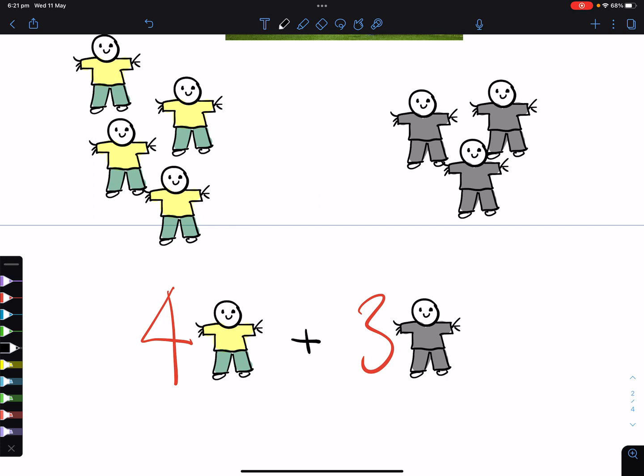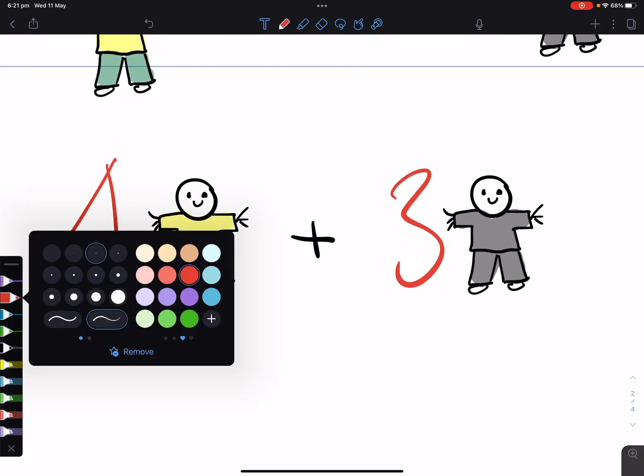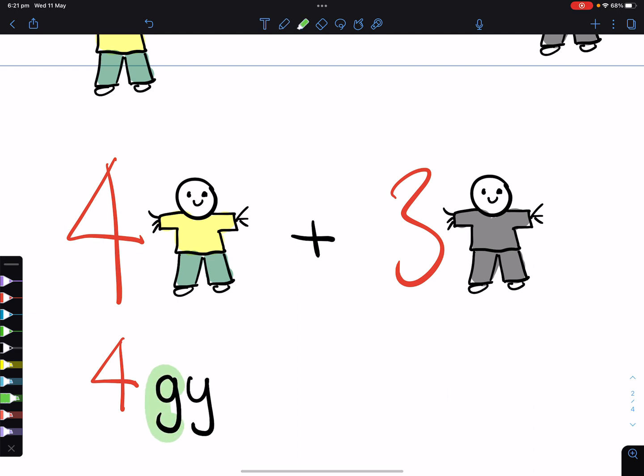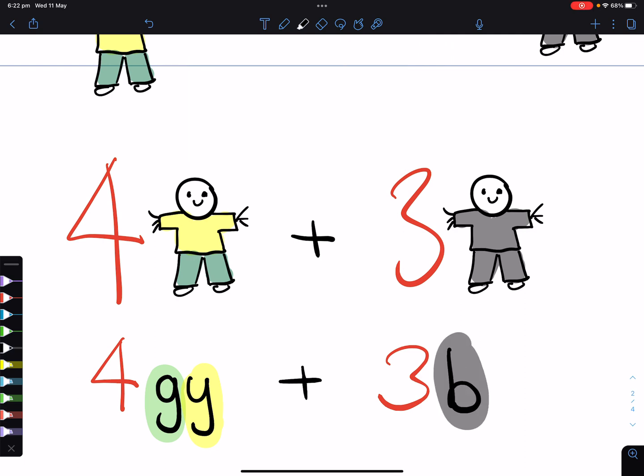So instead of drawing yellow-green uniforms, I could just say GY. The letter G is for the green part of the uniform. The Y is for the yellow part of the uniform. And then for the other players, I could just use the letter B, and that's going to represent, let me just grab the black color here, the black uniform.